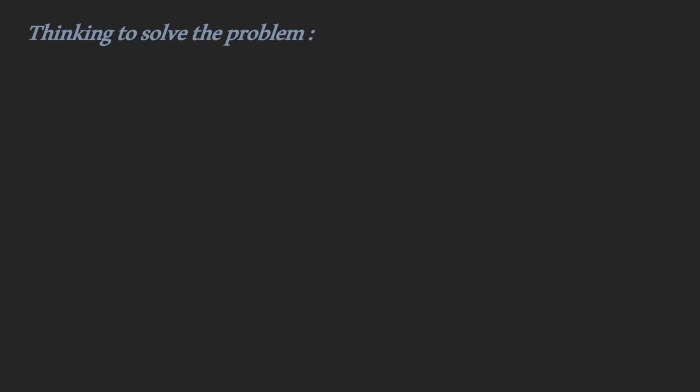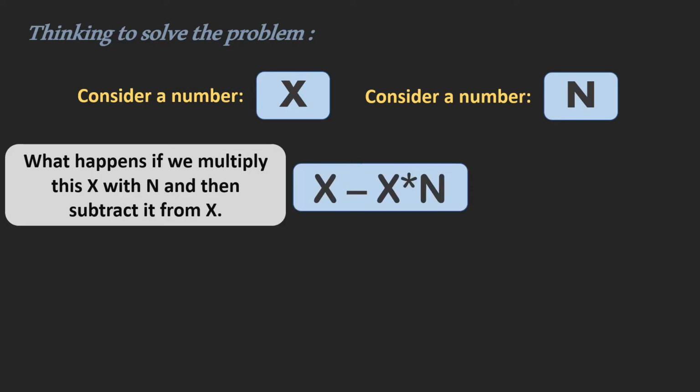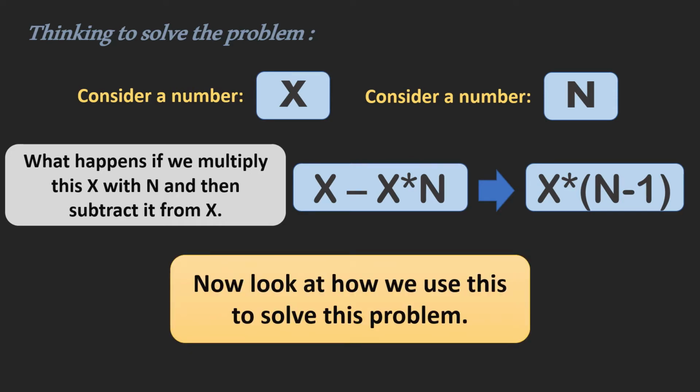To solve this problem you need to understand the math used in it. Consider a number x. Consider another number n. Now what happens if we multiply the number x with n, and then subtract it from x? We get the product of x and n minus 1. This was simple, but look at how we use this to solve the problem.